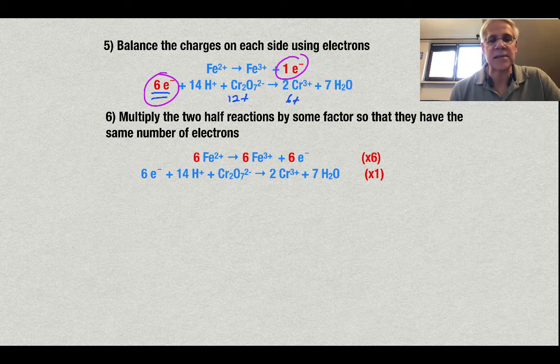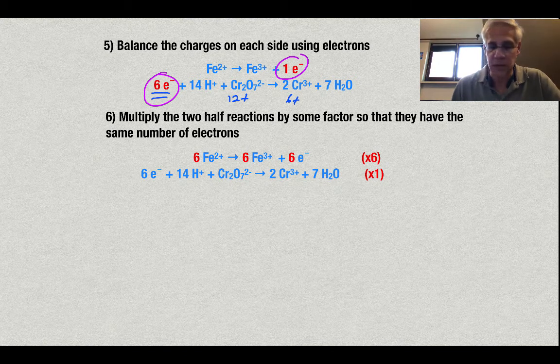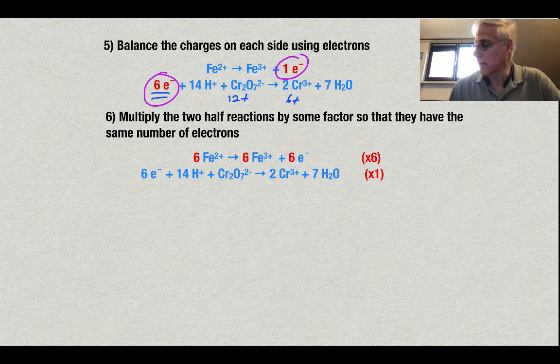We've got a 1 and a 6 for electrons, and I like to teach it by finding the lowest common multiple between those two values. So the lowest common multiple between 1 and 6 is going to be 6, and so we want to use 6 electrons. Okay, in order to get 6 electrons on the upper half reaction, we just need to multiply that top reaction by 6, and that gives us 6 Fe2+, 6 Fe3+, and 6 electrons. The bottom reaction, we just need to multiply by 1 or leave it the same because that gives us the 6 electrons that we started with.